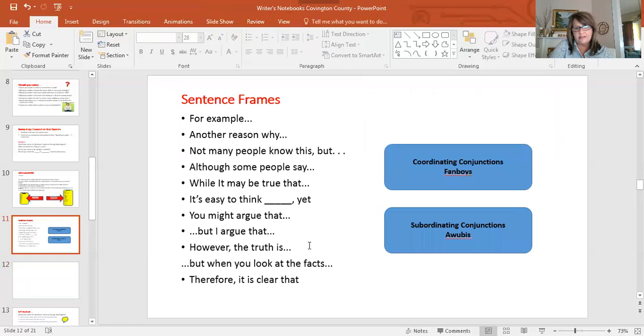Now let me use these sentence frames to help me. So what sentence frames do, and remember it's one of the foundational practices of the C3WP, and what they do is help generate thought, and they help bump up my writing and make it more sophisticated. So I could do all those, some people say.